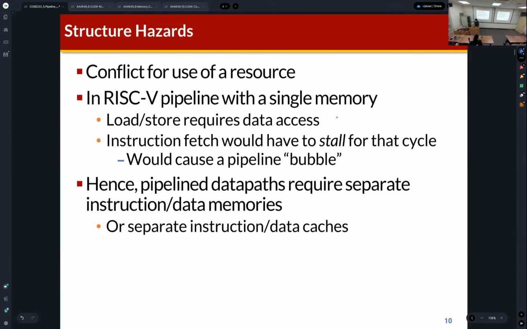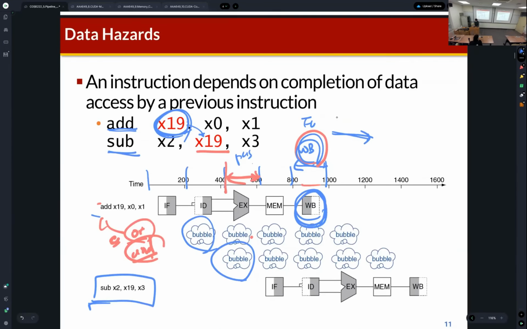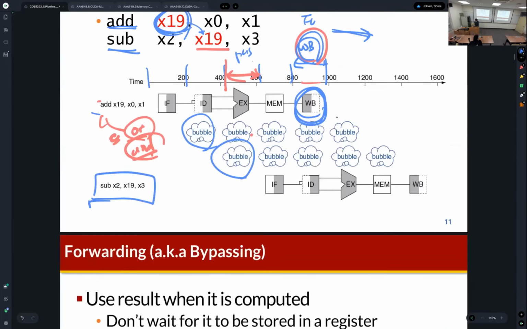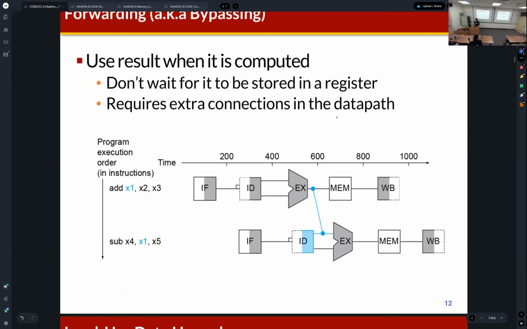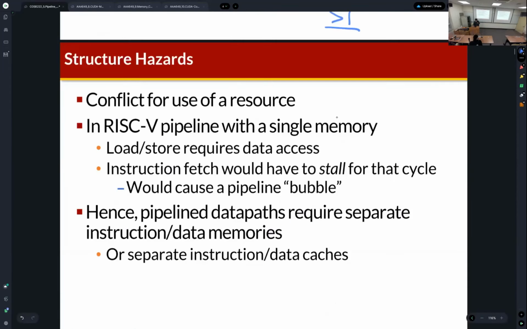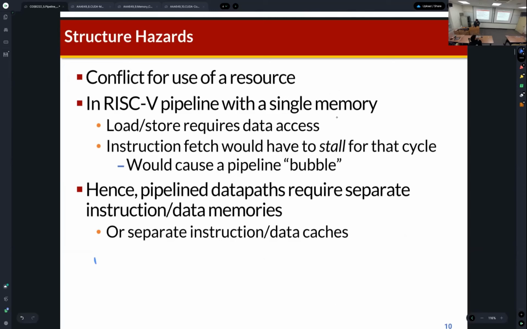Okay. So I explained about the structure hazard and data hazard. Then I will briefly explain how to solve the hazards. Okay. Then first, structure hazard. How can we solve the structure hazard?